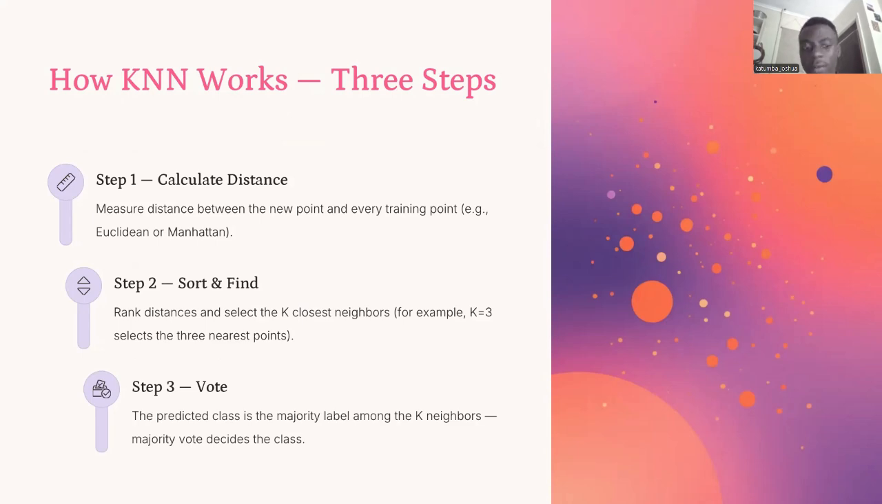Then we have the vote, the final one, which makes the verdict. So the predicted class is the majority label among the k nearest neighbors. So the majority vote decides the class.